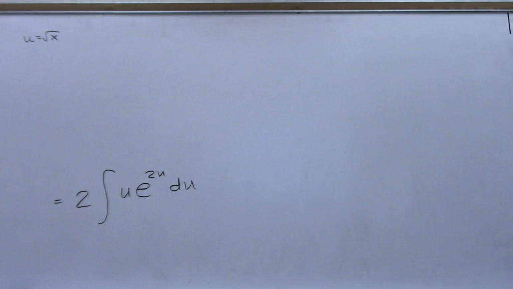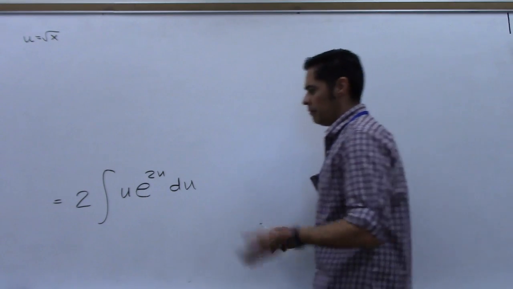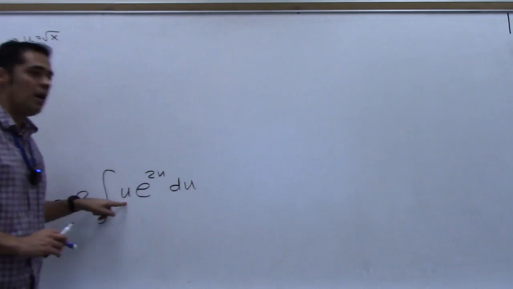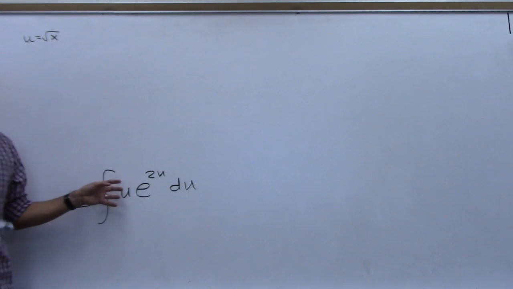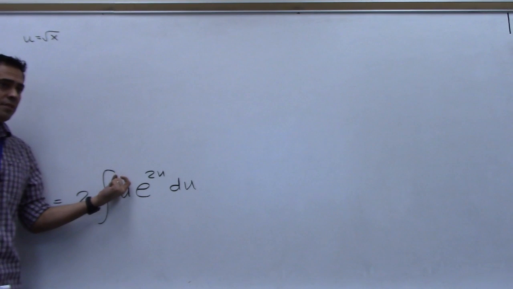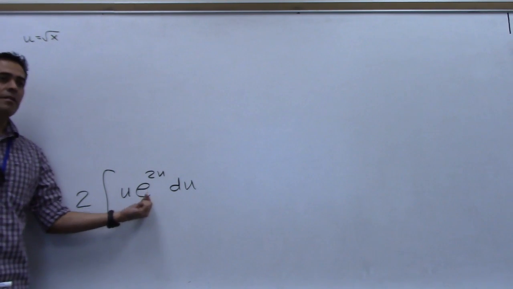Any ideas? Integration by parts. Why? That's right. Okay, so you have a polynomial. This is like x sitting in front of e to the 2x. And so you know if you use integration by parts, when you take the derivative, it'll drop down to a constant. Right? When you integrate this, it'll be itself.